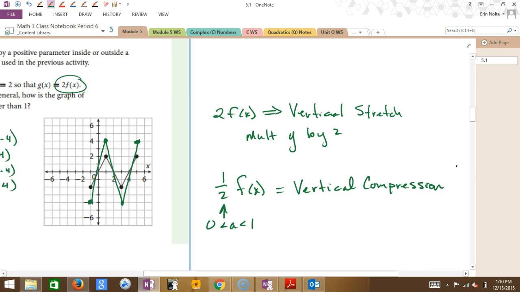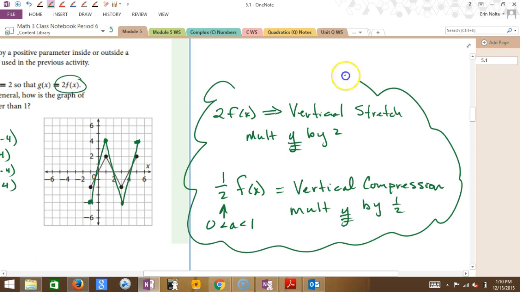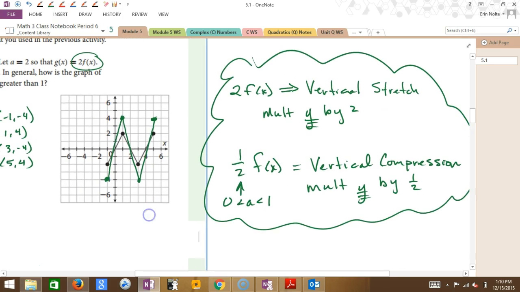Okay, and how did we find the new y value if we found it? Just multiply by 1/2, right? So I would multiply the y by 1/2, so it's half as high. Okay, so make sure I highlight the y value. Remember, anything vertical is y, right? It affects the y. Up and down, vertically. Outside the parentheses, it's vertical.